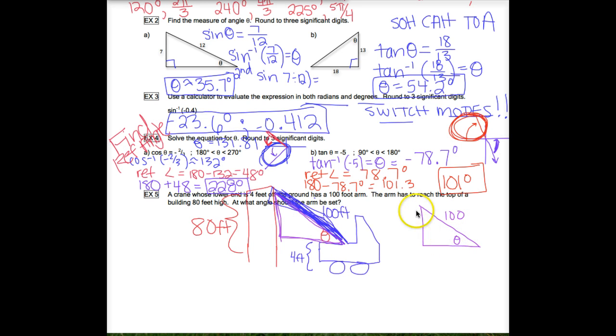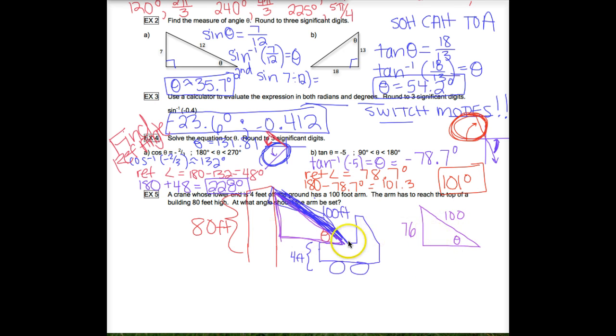Now here's the tricky part here. Do not put 80, because look here. This part was 4 feet. This whole thing is 80. This length is 80 minus 4, which is 76. So here's my triangle. I'm looking for my theta.